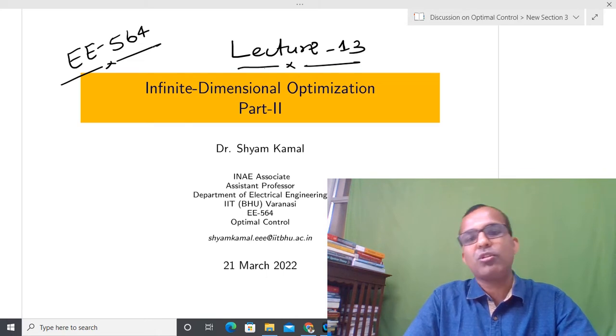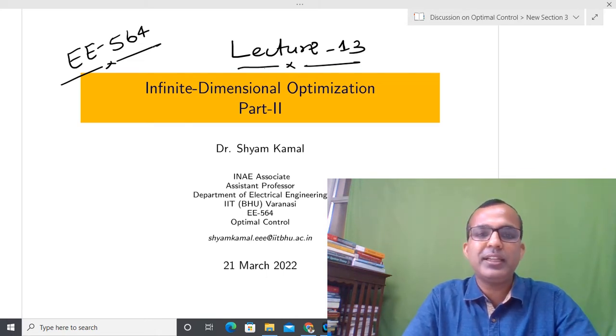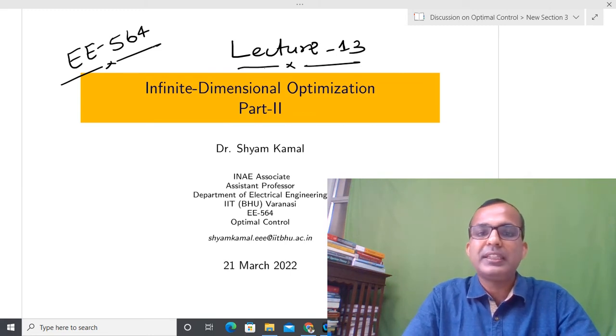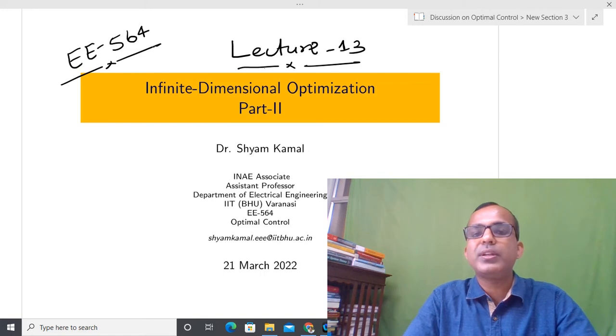Gateaux, some people say Gateaux. If you see the name, it looks like Gateaux, but people actually pronounce it differently. So for the Gateaux derivative, what kind of difficulty comes into the picture whenever we try to convert the necessary condition into a sufficient condition? We are going to examine that in today's lecture.